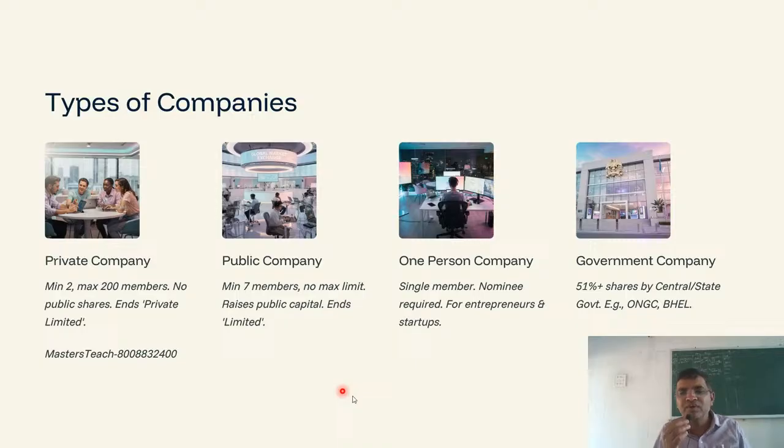One person company means only one person is there. For that, a nominee is required. For entrepreneurs as well as for startups, it is called a one person company. Then government companies: for example, if the company shares are held by the central or state government at more than 50%, that is 51%, that is called a government company. ONGC, BHEL, HMT, these are called government companies. So these are the types of companies.